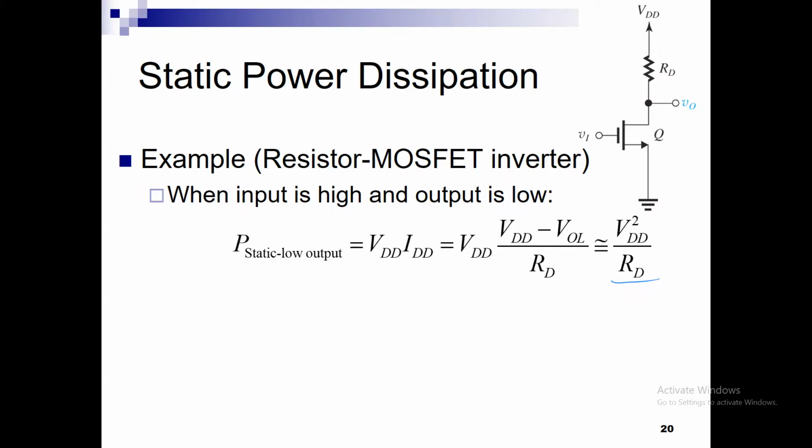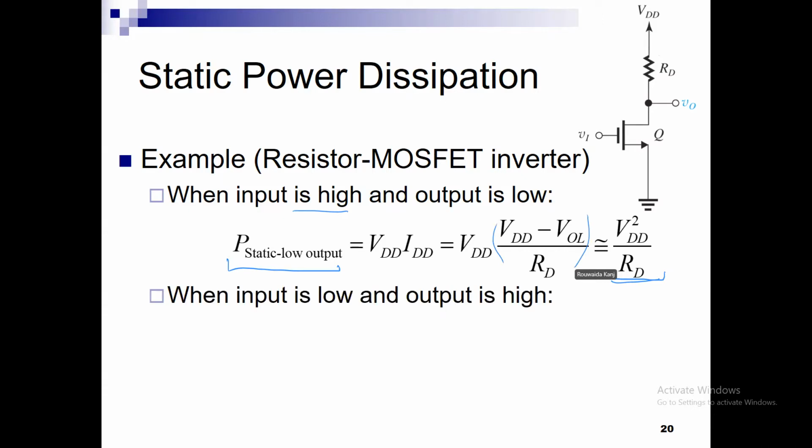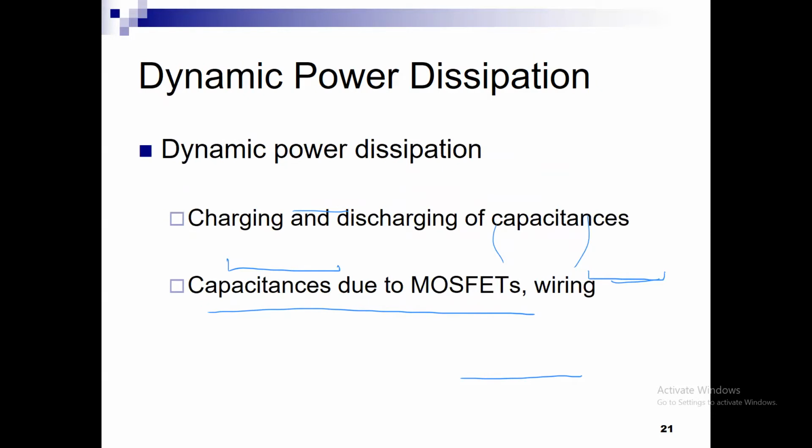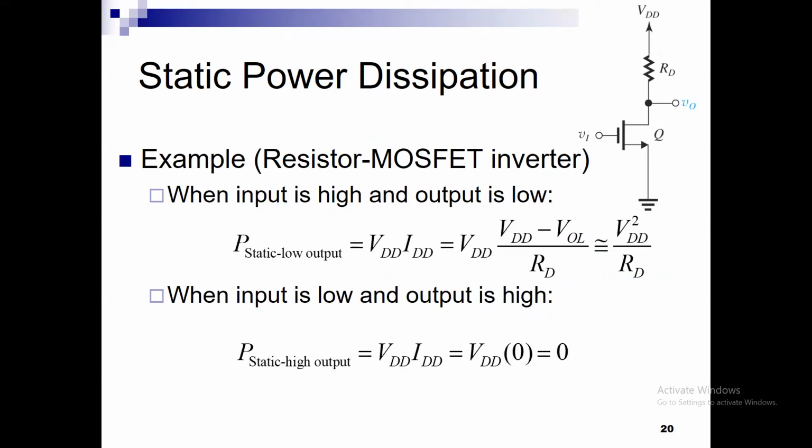Let us now look here. So they say, when the output is low and input is high, my power, this quantity, is approximately VDD squared over RD. And when my input is low and my output is high, the pull down is off, and so the static power dissipated in the circuit is equal to 0. So the average static power will be the average of the two if the inputs are equiprobable, meaning high and low states are equiprobable. Anybody has any question?